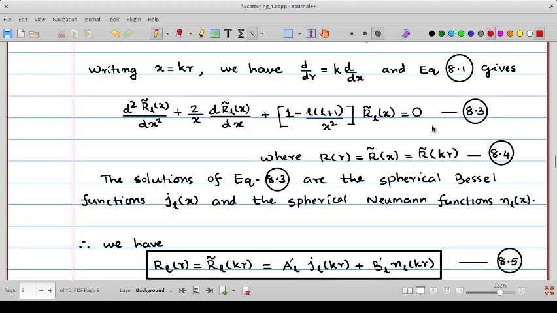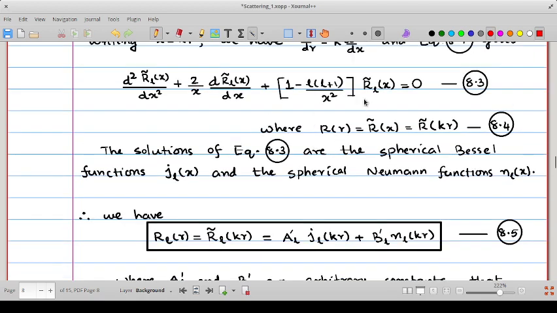And the solutions of these equations are the spherical Bessel functions and spherical Neumann functions of order l. So in general, a general solution for a particular value of l can be written as a linear combination of the spherical Bessel function j_l(x) and the spherical Neumann function n_l(x).